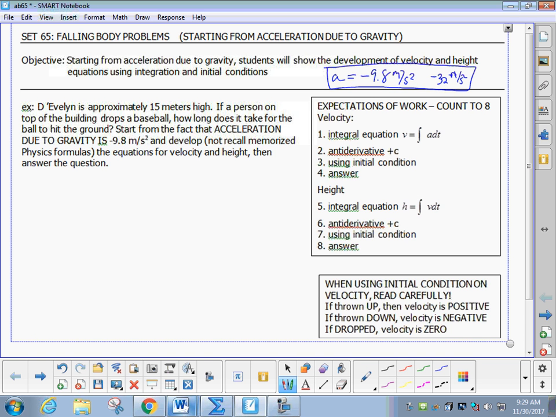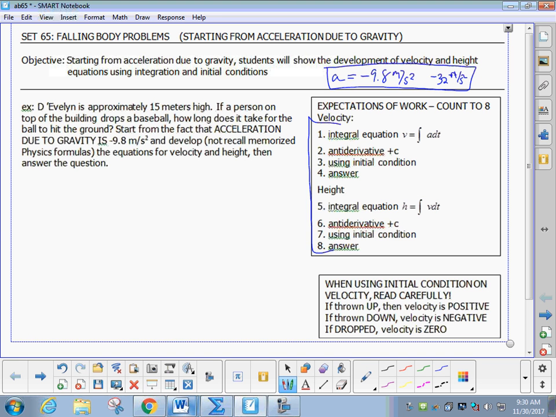All right. So the question is how long does it take to hit the ground, but it specifically says not to recall the equations for velocity and height from physics. It says develop the equations from acceleration due to gravity. When I go to grade these, it's tedious, and I get tired of counting off -1, -1, -1 on the homework over and over and over again. I count for 8 steps of work. I should see 8, at least, actually.